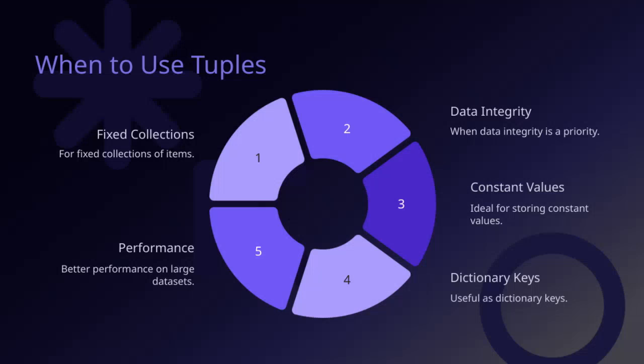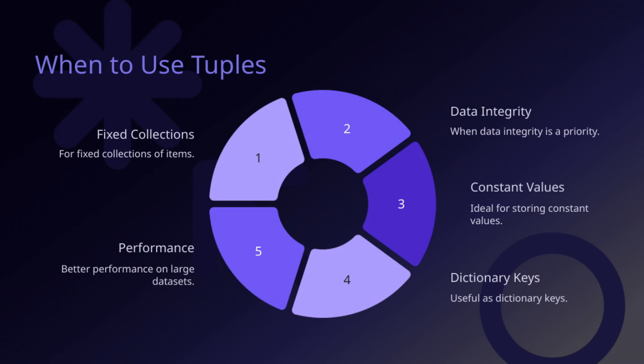When considering when to use tuples, it's important to understand their key advantages. First, they are useful as dictionary keys because of their immutability, which ensures the keys remain constant. This makes them ideal for storing constant values that shouldn't change throughout your program. In fact, when data integrity is a priority, tuples are the perfect choice because they prevent accidental modifications.